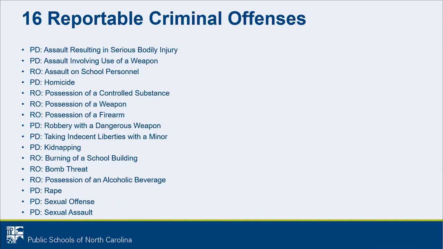The 16 reportable offenses are listed here. Assault resulting in serious bodily injury requiring hospitalization, assault involving use of a weapon, assault on school personnel, homicide, possession of a controlled substance, possession of a weapon, possession of a firearm, robbery with a dangerous weapon, taking indecent liberties with a minor, kidnapping, burning of a school building, bomb threat, possession of an alcoholic beverage, rape, sexual offense, and sexual assault. The prefix RO here indicates that the offense is a reportable offense.